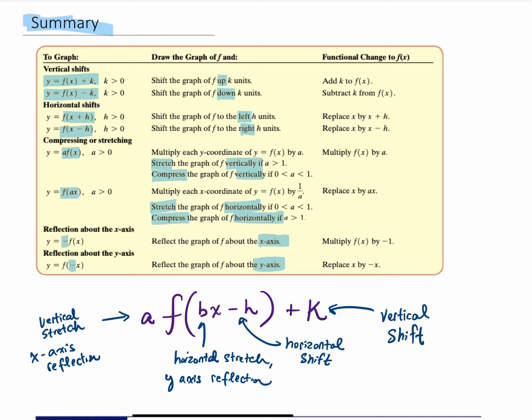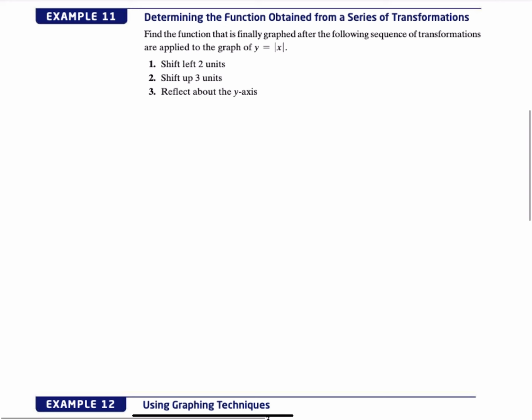So let's combine this all together. I think we got two or three examples involving multiple steps. The first one just wants us to build the function. So it says we're going to start with y equals the absolute value of x. You can imagine that's like step 0. That's our parent function. And what does that look like? I'll just do a super quick sketch. Something like that, our V shape with a vertex at the origin.